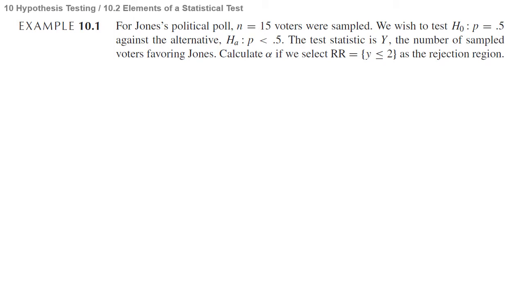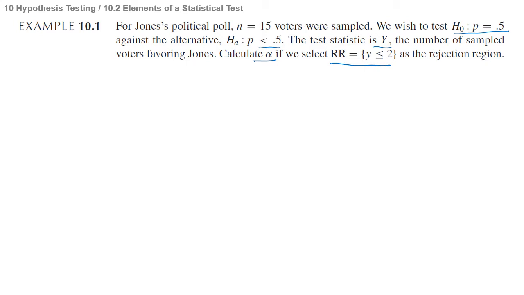Okay, let's move on to example 10.1. For Jones's political poll, n equals 15 voters were sampled. We wish to test the null hypothesis H0: p equals 0.5, and the alternative hypothesis is p less than 0.5. The test statistic is y, the number of sampled voters favoring Jones. Calculate alpha if we select the rejection region as this.